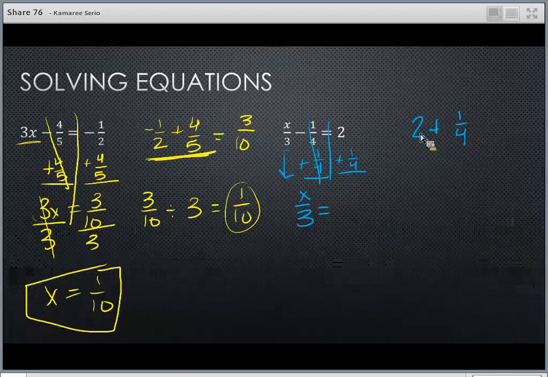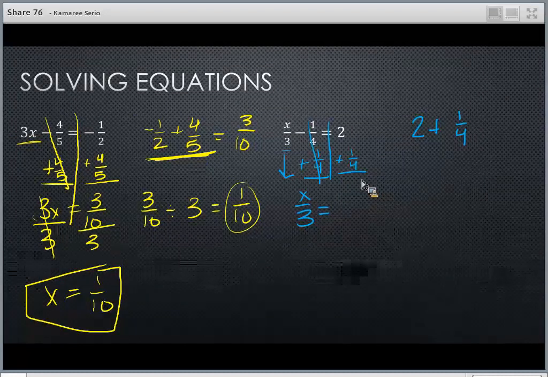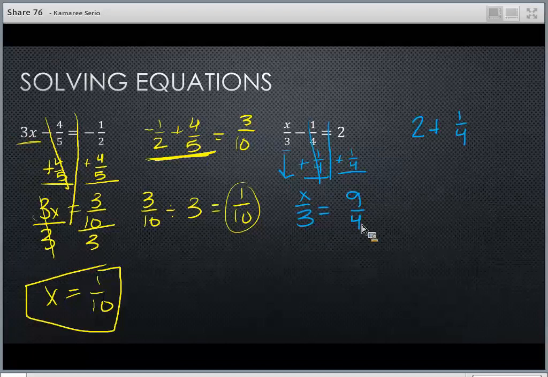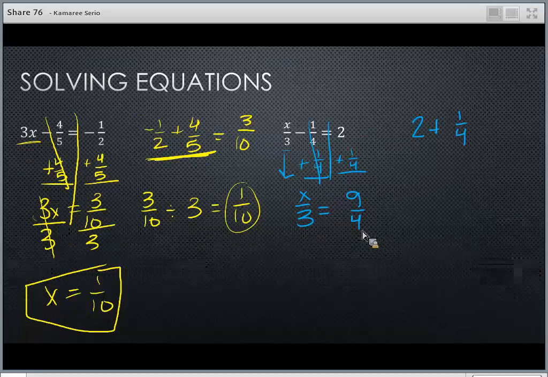When I'm writing this horizontally instead of vertically, all I'm doing is writing it from top to bottom. So 2 plus 1 over 4. This will give me 9 over 4. Now you can leave it as an improper fraction like that. It's actually easier to leave it like this when you are using fractions with equations. So just leave it like that. Don't change it to a mixed number.